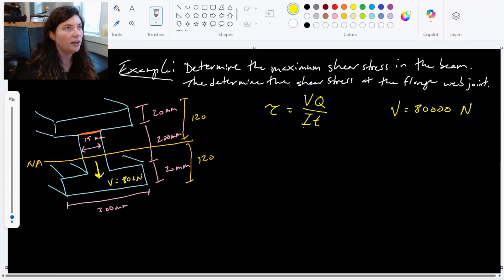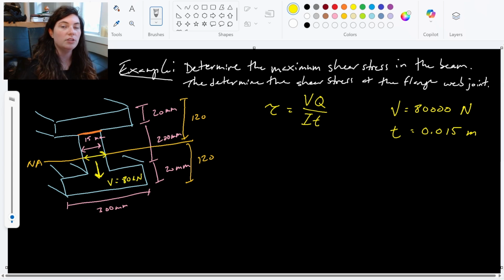Q and I are both properties of the geometry. We'll come back to those in just a second because we can already write down what T is. T is the width, the thickness at the point that we're interested in. So T would be our thickness right here. This portion is 15 millimeters wide, 0.015 meters.